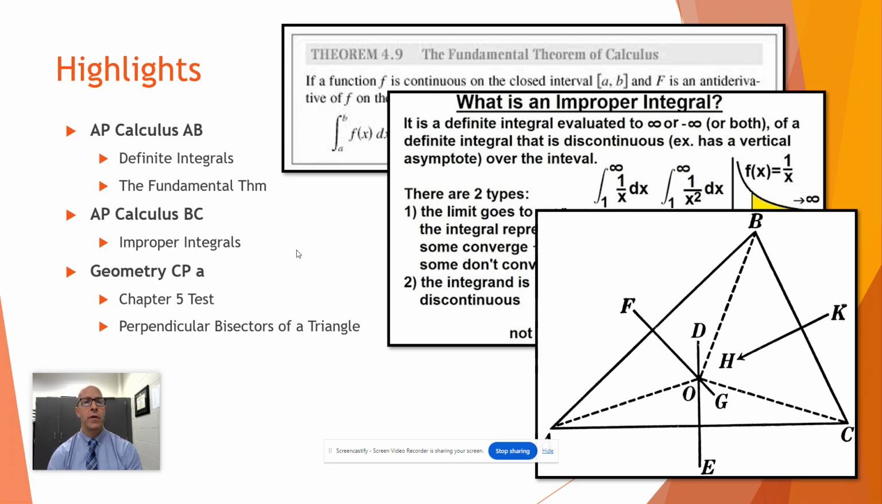So today we're reviewing for that. And then later on this week, we'll start Chapter 6. Here we have a picture of a triangle, and I've got the perpendicular bisectors drawn of that triangle, and it turns out that they intersect at a place called the circumcenter.